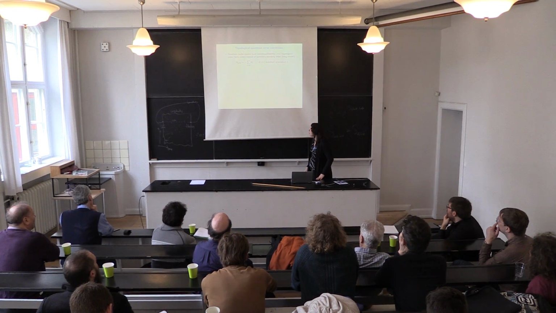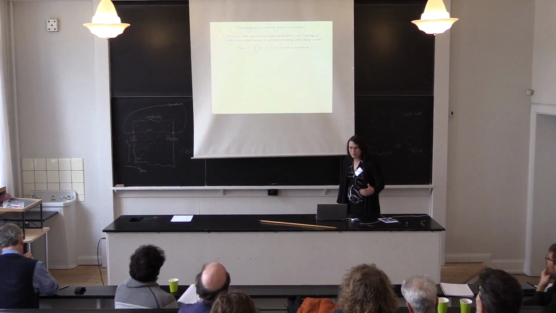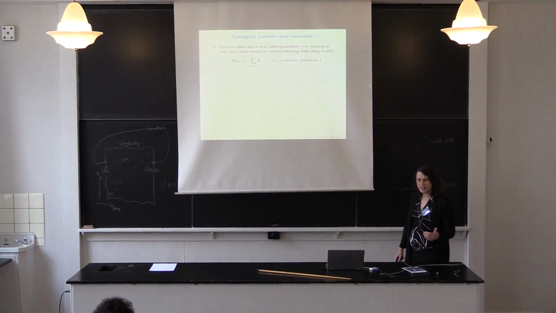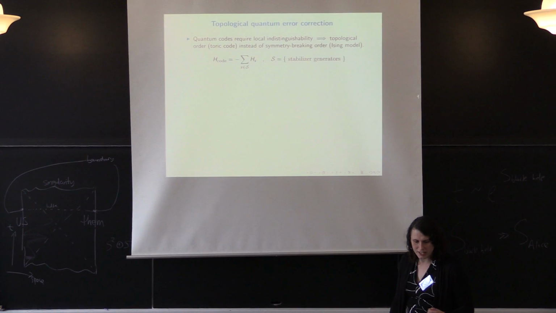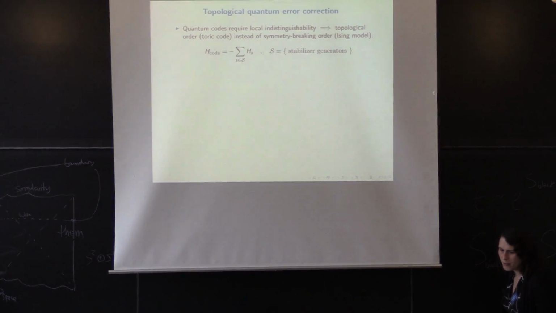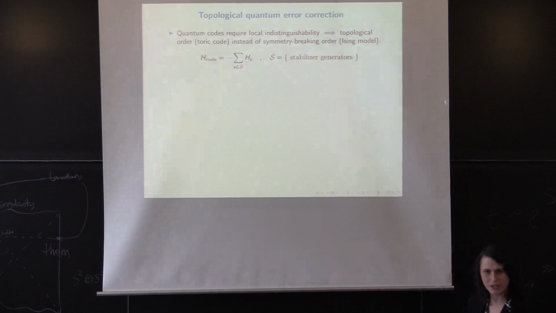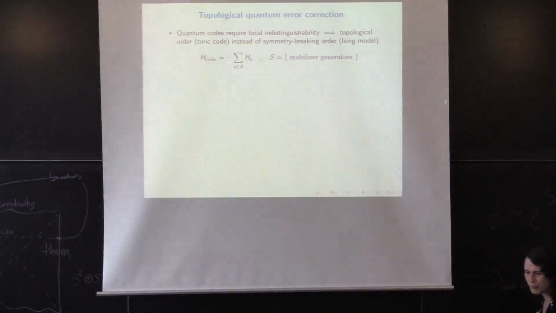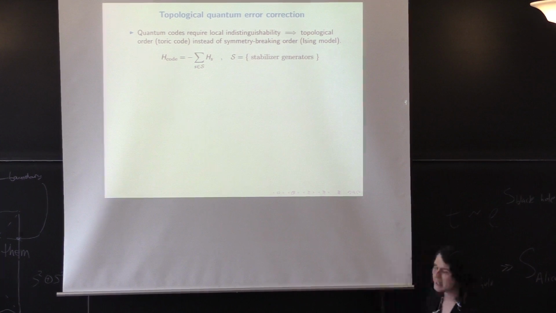Okay, so moving to the quantum case, these memories. Quantum codes require an extra condition that classical codes do not have, which is local indistinguishability of the code words. This means that we want topological order instead of the kind of symmetry breaking order that we just went through with the Ising model. The archetypical example of this is the toric code.